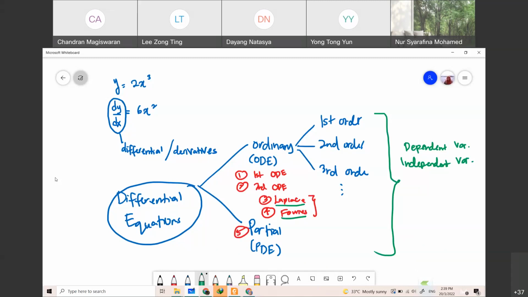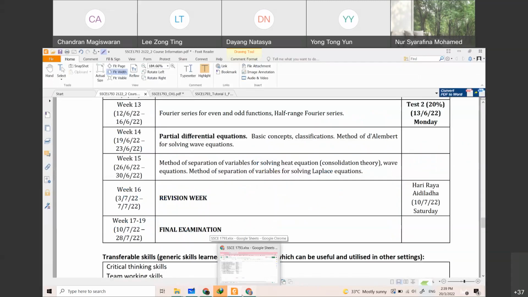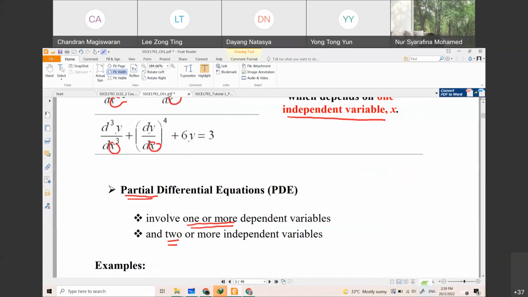All right, now you know the dependent and independent variables. So what's next? Okay, can you follow me? Are you okay, guys? Yes, doctor. All right.